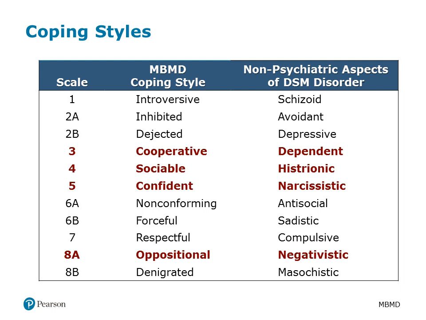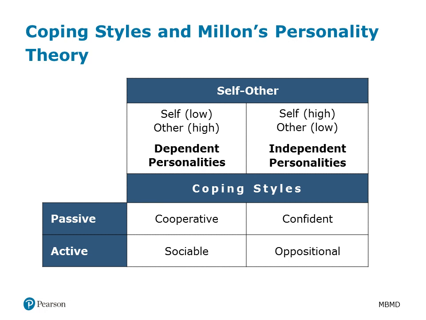As an example of how Millon's personality theory can be used to understand these different coping styles, we focus on 4 very different coping styles highlighted here: cooperative, sociable, confident, and oppositional. According to the theory, one can classify personality tendencies on the basis of at least 2 major axes: the self-other axis and the passive-active axis.